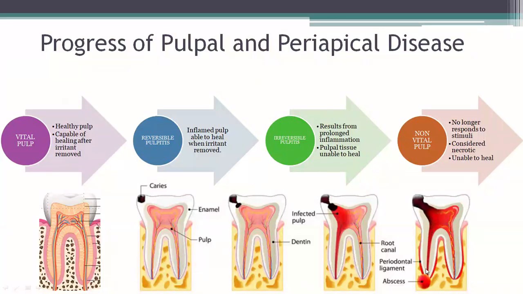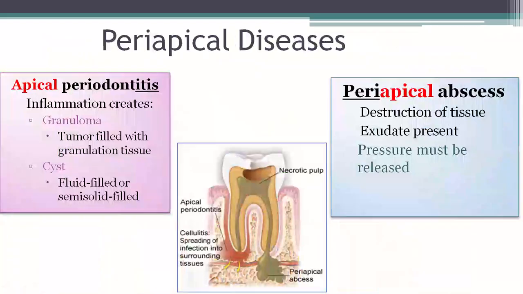progressing and moving down to the roots. When it moves to the roots, it reaches the area which we call the periapical area of the tooth. When the periapical area becomes infected, it results in a periapical process. So here, in the periapical diseases, the necrotic pulp is already present, and the inflammation and the disease have progressed down outside of the root.